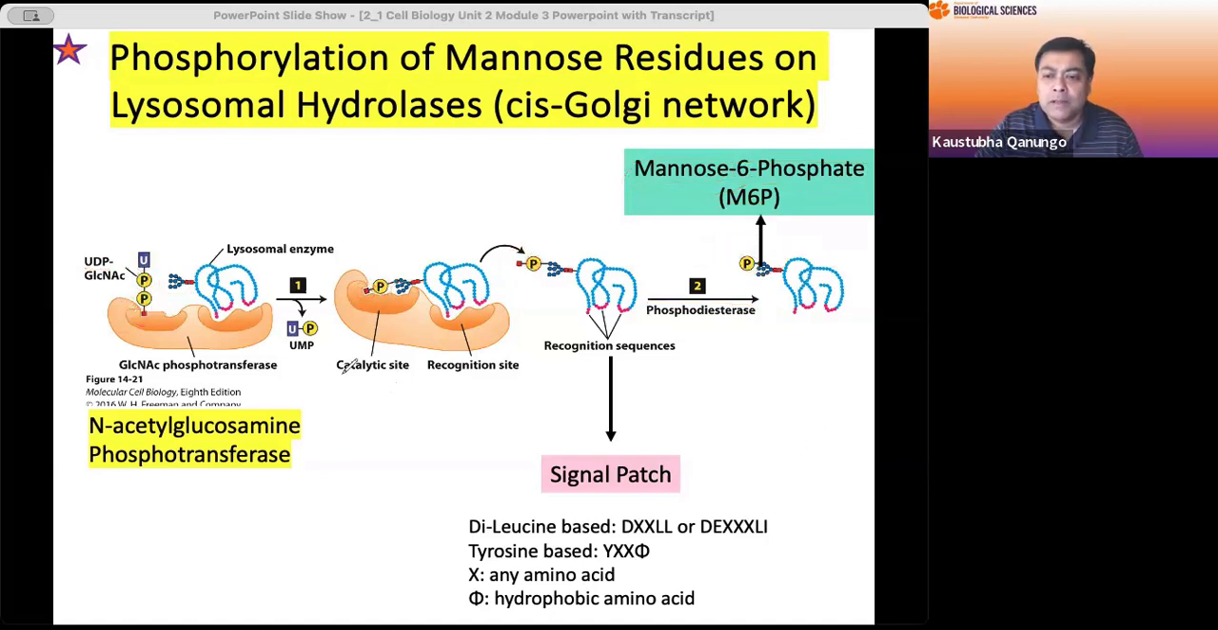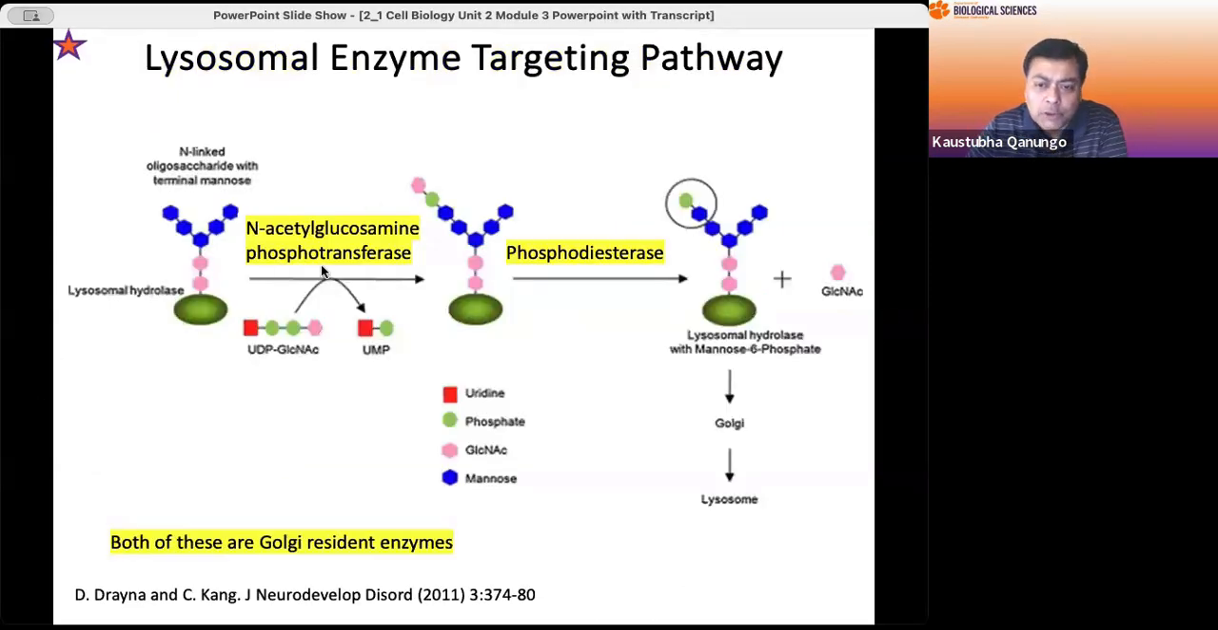So just remember what is happening, summarizing: N-acetylglucosamine phosphotransferase is a cis Golgi enzyme that recognizes the lysosomal enzyme sequences and binds to them. Then with the UDP-N-acetylglucosamine it transfers the phosphate, and phosphodiesterase cleaves the N-acetylglucosamine to leave the phosphate only, which becomes mannose 6-phosphate. So this just shows you the 2 enzymes. Both are Golgi resident proteins, and these are the 2 names of the enzymes.